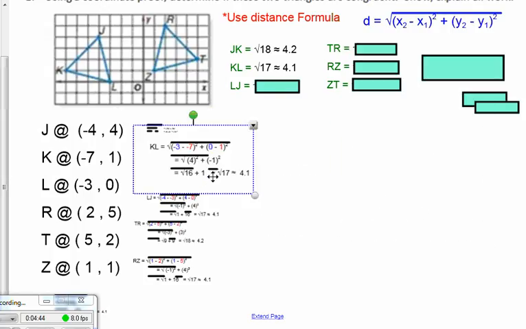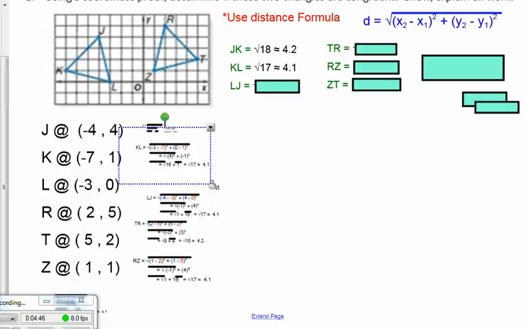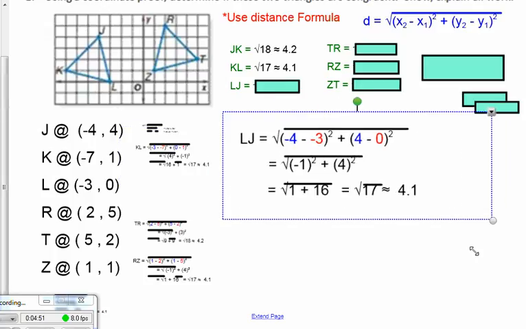Okay, so that's two of our distances, or at least two sides that we know. Let's get the last side of that triangle.